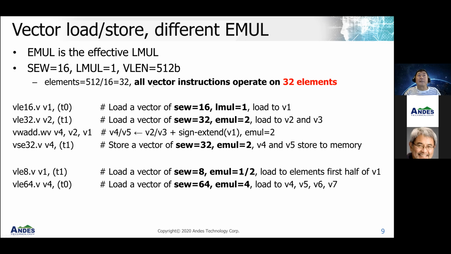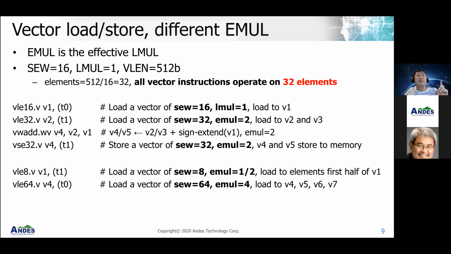So remember from last webinar, when you set the vtype, it means that for the element width of 16 and the vector length of 512, you have 32 elements. So all vector instructions operate on 32 elements, regardless. It will always operate on 32 elements. So when you have the vector load that loads 16, basically it will load into a single vector register.